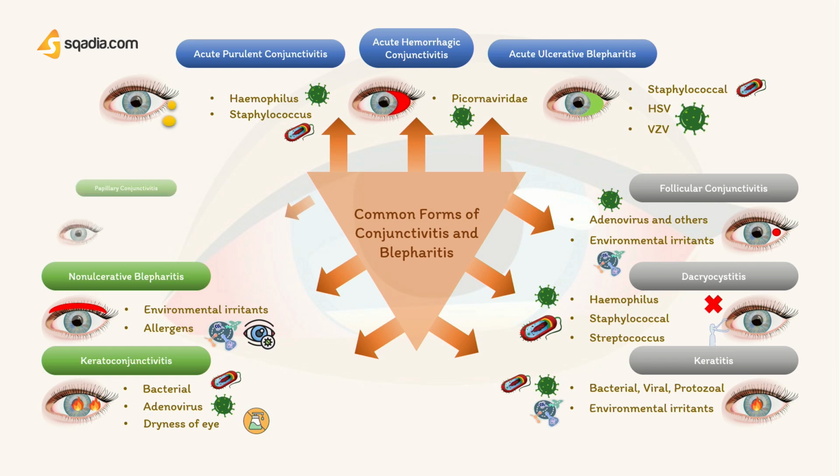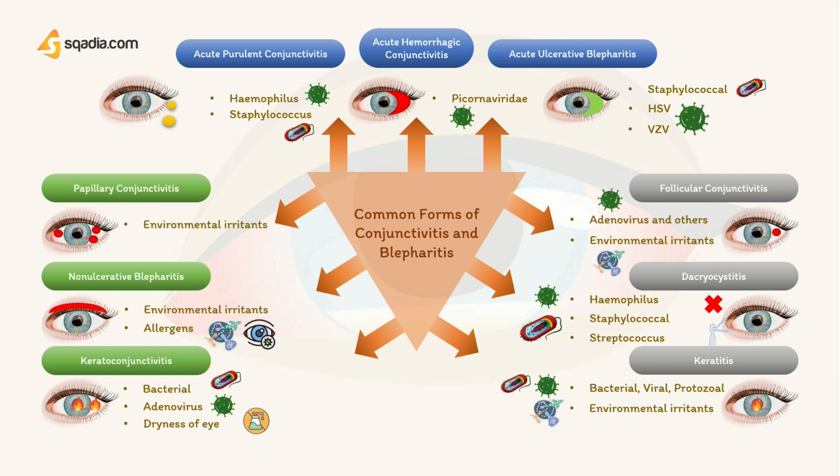Finally, we have the papillary conjunctivitis. Now, you have to note down the difference over here. This is basically the inflammation of the conjunctiva, where the nodules have usually the papilla with red tops. So you have to differentiate the papillary conjunctivitis from follicular conjunctivitis, where the tops were pale. The causative agents in this case are usually environmental irritants, as well as allergens in the environment.